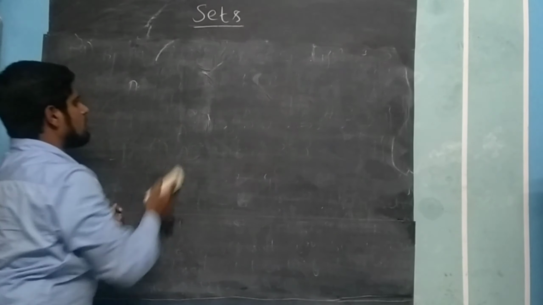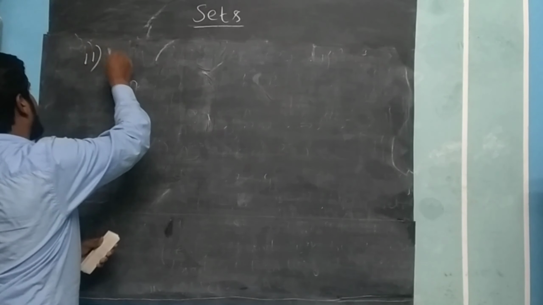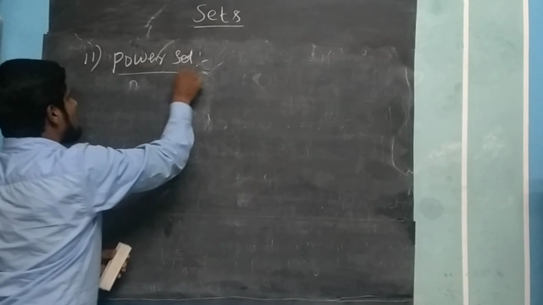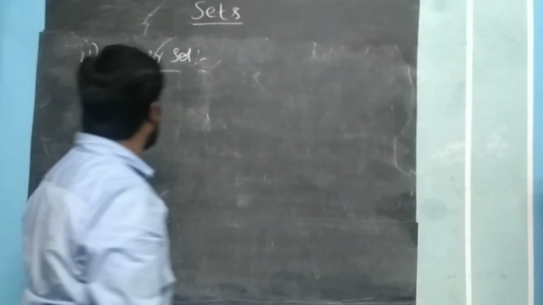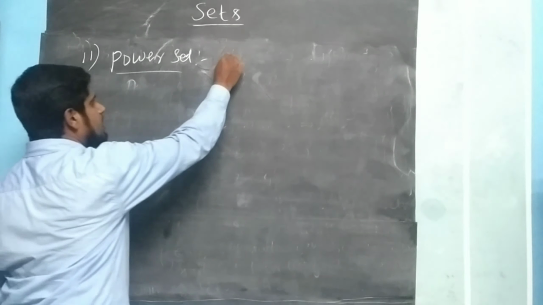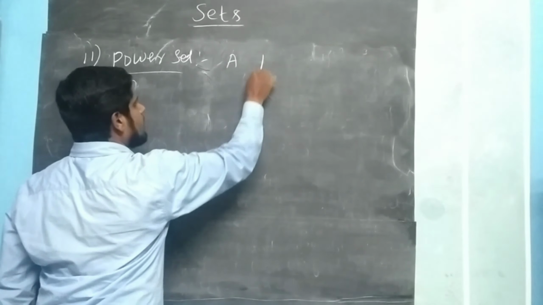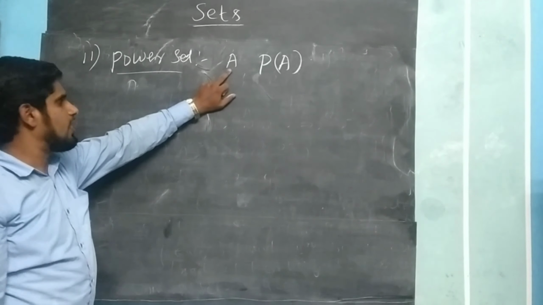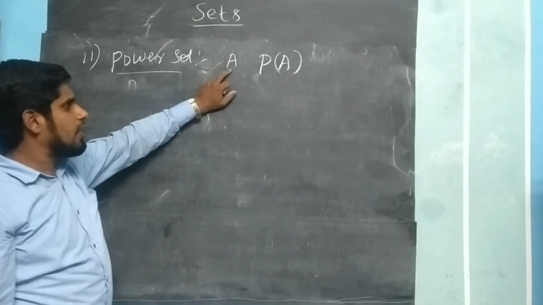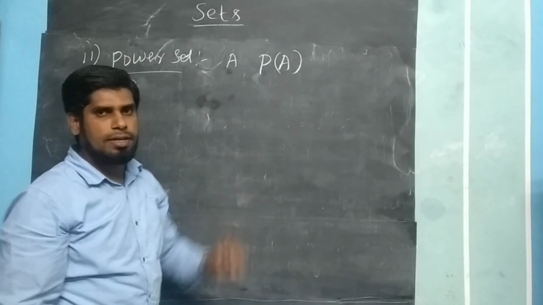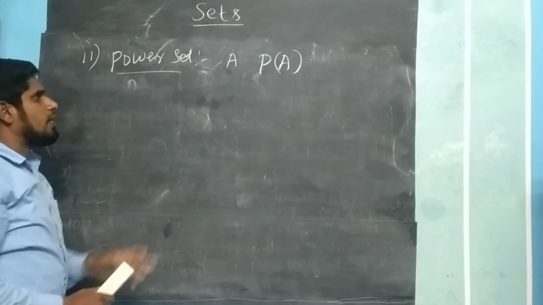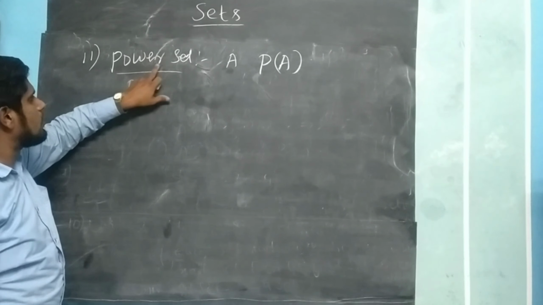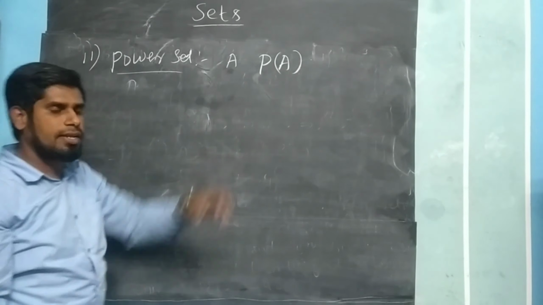Next one, which is very important, is power set. If A is any finite set, then the power set of this set A is represented by P of A, capital P bracket A. The definition of power set is: it is the collection of all the subsets of set A.